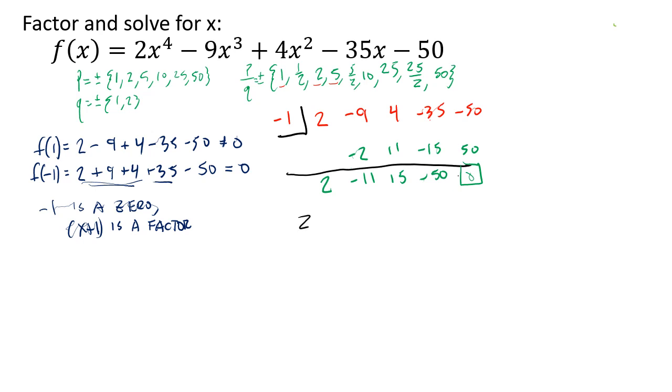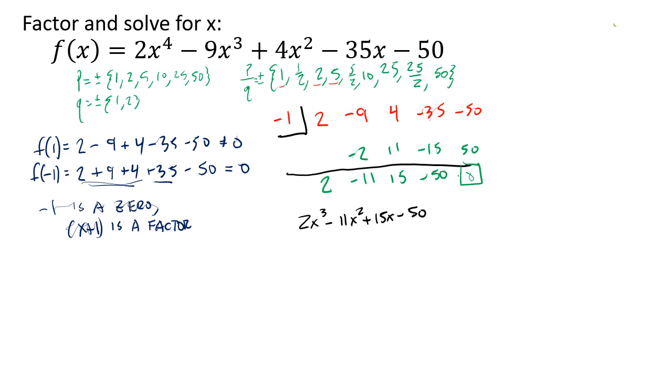So it's going to be 2x cubed now, because I took a 4th degree polynomial, divided it by a 1st degree polynomial, and ended up with a 3rd degree polynomial: 2x cubed minus 11x squared plus 15x minus 50. Okay, now notice we can't really factor this. We can't factor using traditional methods, so we have to go back to our rational zeros theorem. That's the only thing we can do.